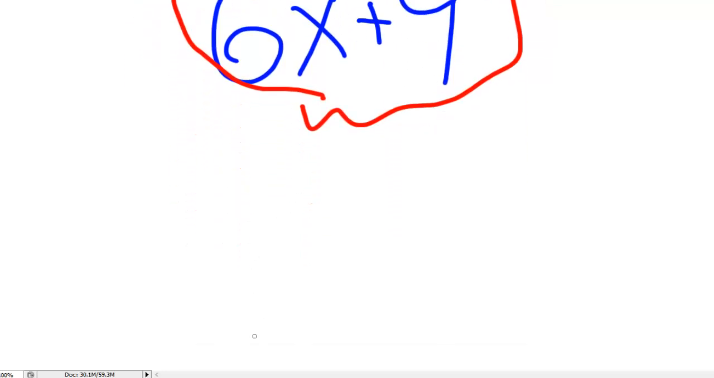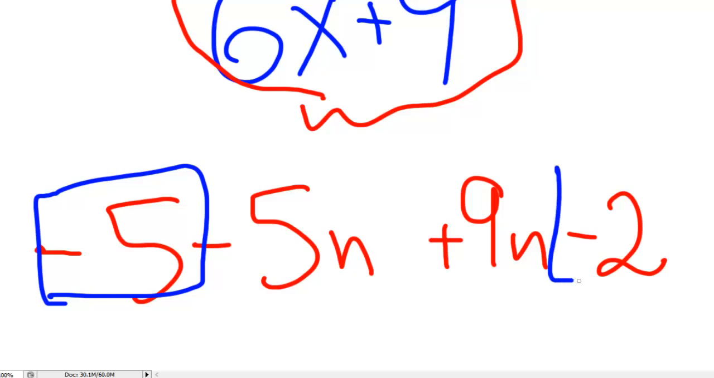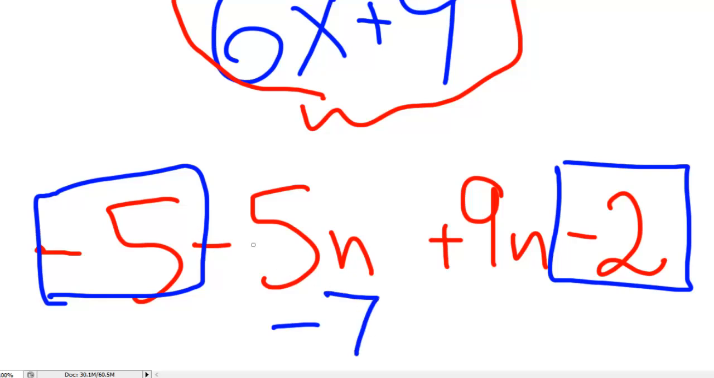And let's try a tricky one. Okay. Negative 5 minus 5n plus 9n minus 2. What I know is that when I look at this, we're going to be combining like terms. Negative 5 can only be combined with negative 2. And negative 5 minus 2 is going to be negative 7. And here we have negative 5n plus 9n. And when we do negative 5 plus 9 in our calculators, that's going to give us positive 4. We're not done. We got to remember that we have this variable, the n's, and it's going to be 4n. So the answer is negative 7 plus 4n.